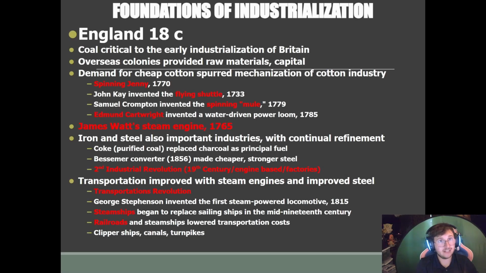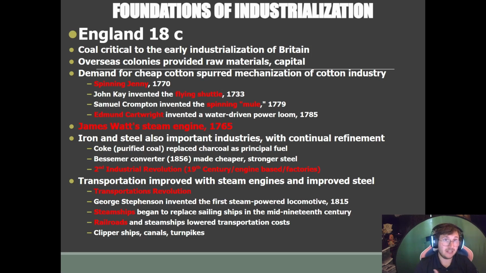Right, now, the foundations of industrialization. This begins in the 18th century in England. Coal was critical to the early industrialization of Britain. Overseas colonies provided the raw materials and capital. This is going to be mercantilism. Now, the demand for cheap cotton spurred the mechanization of the cotton industry.